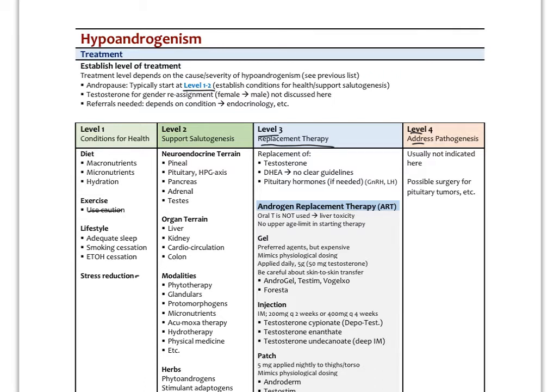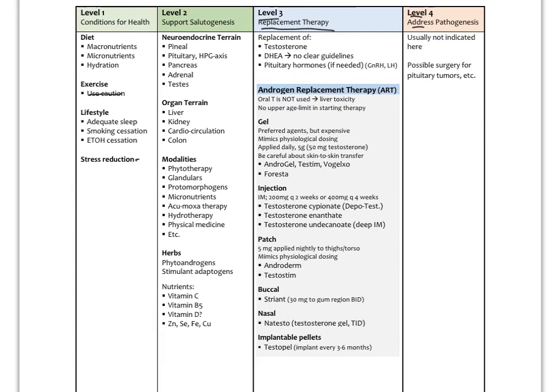Level 2 therapies, there's a couple of major herbal classes that we want to look at. Probably the two most important I use for low androgens will be phytoandrogens and stimulant adaptogens. And I'll talk about the phytoandrogens here. We looked at the stimulant adaptogens with the adrenal section already. Those are probably the two biggest groups of herbs that can be used to increase testosterone levels.